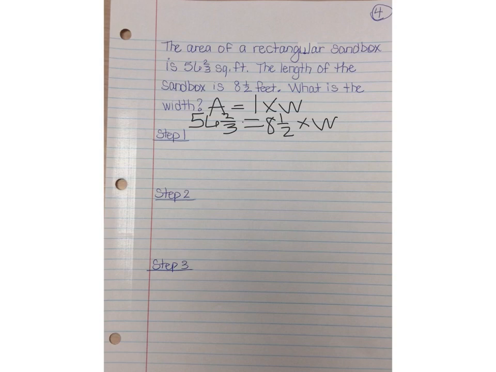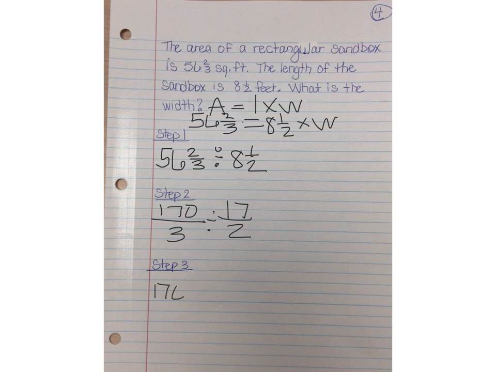So let's do that. So step 1, well, 56 2/3 divided by 8.5. Okay, so that's step 1, deciding what we need to do. All right, so step 2, we're going to change these mixed numbers into improper fractions. So 56 2/3 becomes 170 over 3 divided by 17 over 2.